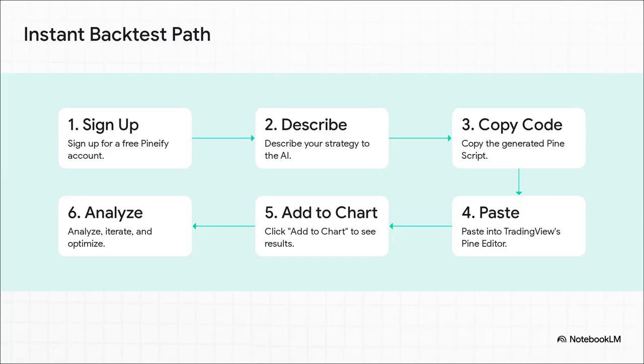Here's the exact path. It's so simple. First, you sign up for a free account just to try it out. Two, you describe your first strategy to the AI. Three, you copy the code it gives you. Four, you paste that into TradingView's Pine editor. Five, you click Add to Chart. And that is it. Your results, the equity curve, your win rate, your max drawdown, it all shows up instantly. And from there, the fun begins. You can analyze, tweak your idea in plain English, and just keep optimizing.